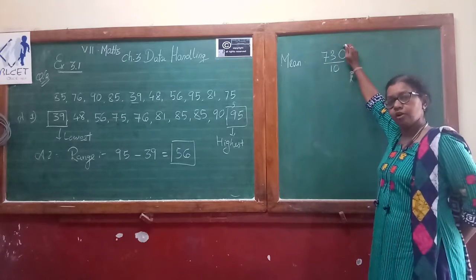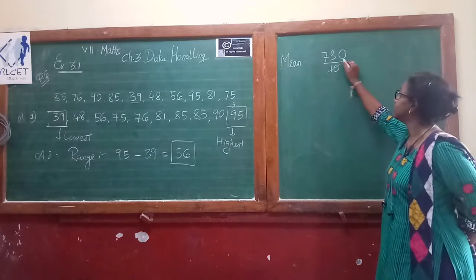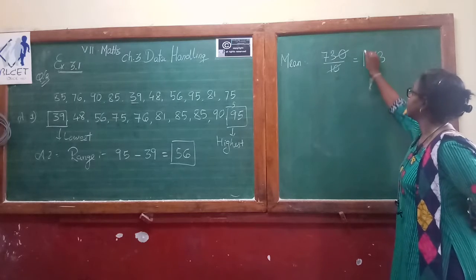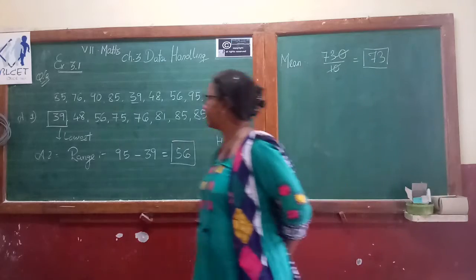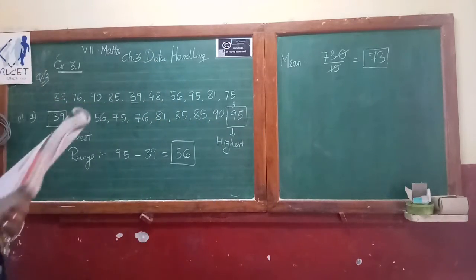So sum of all the observations divided by number of observations. 0, 0 will get cancelled. So what is the answer? Mean is 73. So this way we can solve question number 6. Okay. Now move on to the next question.